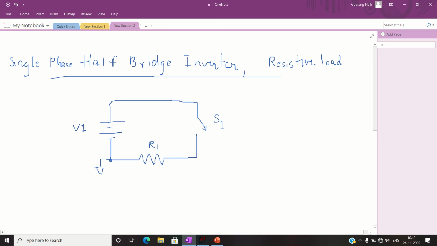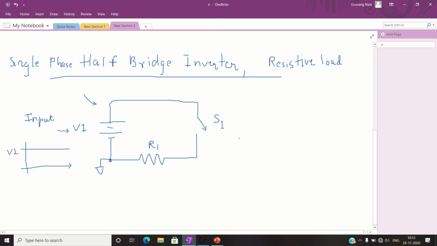So what we will do is we will try to understand the waveform for this. At the input side, this is my input side here, the input is my V1. So V1 is a battery. If you say it is a perfect battery, it will maintain its voltage level at V1.